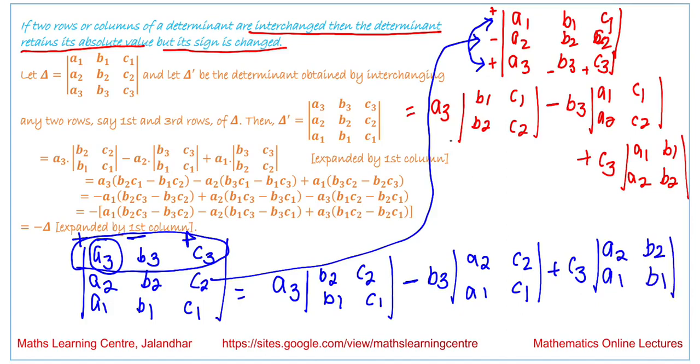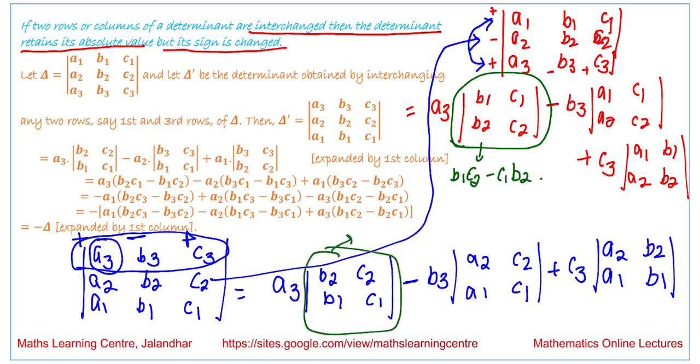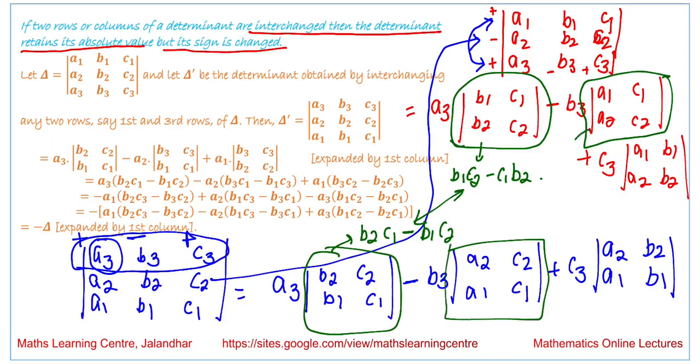Now look at these values over here. I am talking about this determinant. The value of this determinant is b1, c2 minus c1, b2. The value of this determinant is b2, c1 minus b1, c2. Compare these two values. One value is the negative of the other. Similarly for the second case, look at these two determinants. The answer for this determinant is a1, c2 minus c1, a2. The answer for this determinant is a2, c1 minus a1, c2. Again one value is the negative of the other.